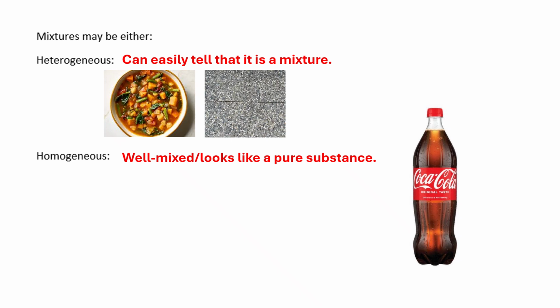So those are our categories. We've got mixtures and pure substances. Among pure substances, we've got elements and we've got compounds. And then among mixtures, we have heterogeneous and homogeneous. And we're going to continue to work in the lab to talk about how we can separate some of these mixtures into their pure substances.